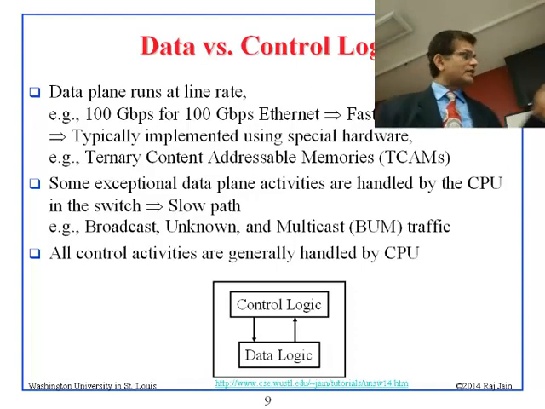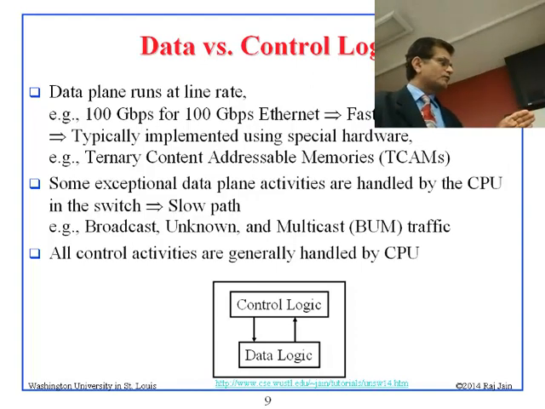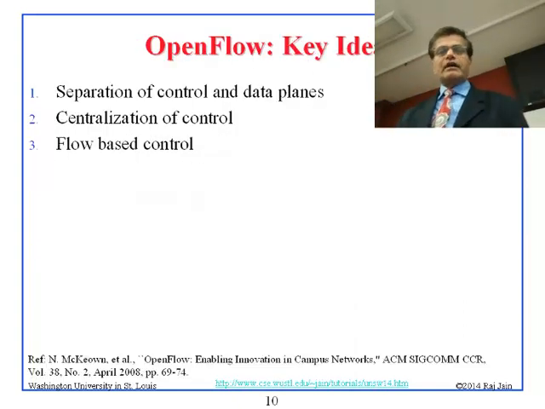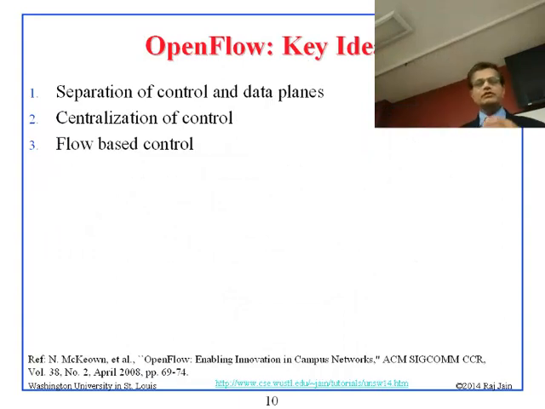So the idea is that there are two parts: control logic, which is generally the CPU, the processor, and the data logic, which is generally special hardware, which runs at a very high speed. And so the data logic is generally TCAMs, et cetera. And the control is CPU, which is very slow path. All right. So it occurred to some people at Stanford that we should separate these two out.